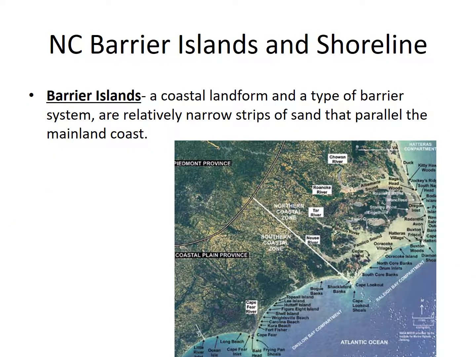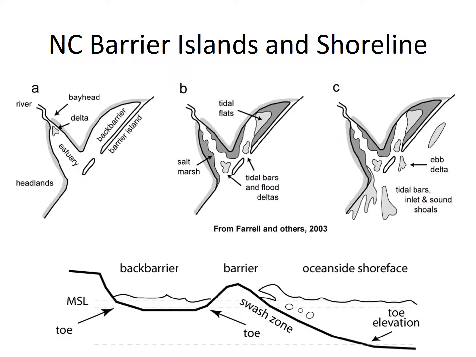North Carolina is also well known for its barrier islands, which we call the Outer Banks. Barrier islands are coastal landforms that create a barrier system for the coast, and they are strips of sand that run parallel to the main coastline. We have a map here that shows you a bunch of the different barrier islands as they run along our shoreline. Now, not all barrier islands look the same. They have different formations, and you will be learning more of these names.